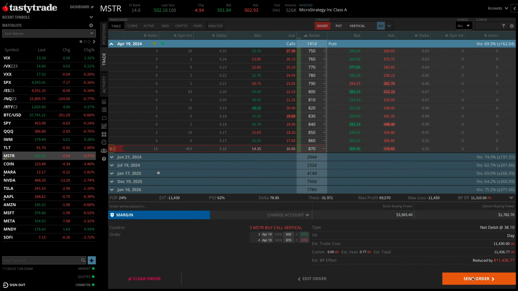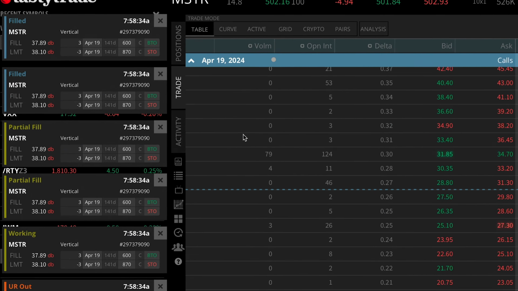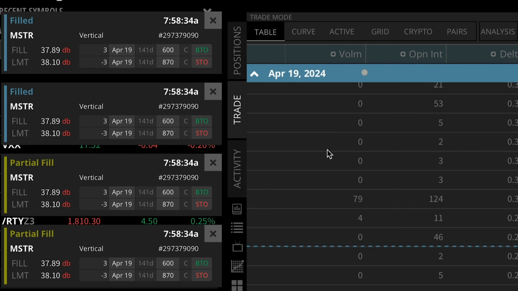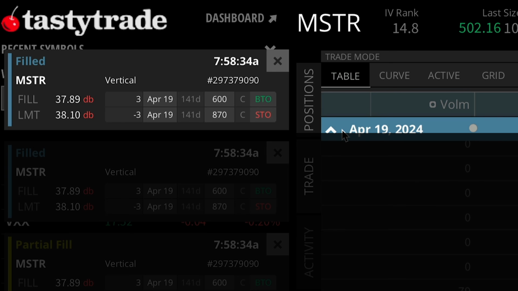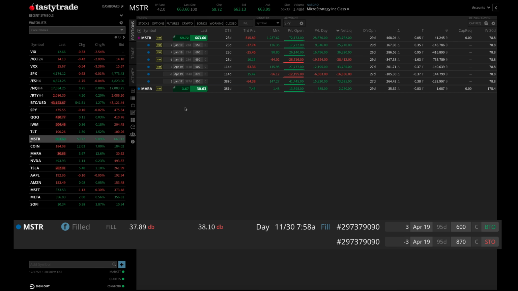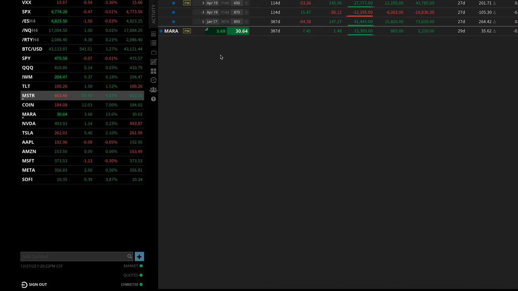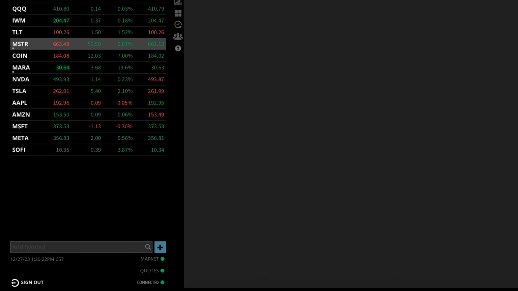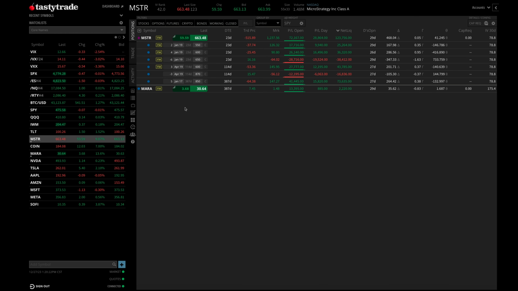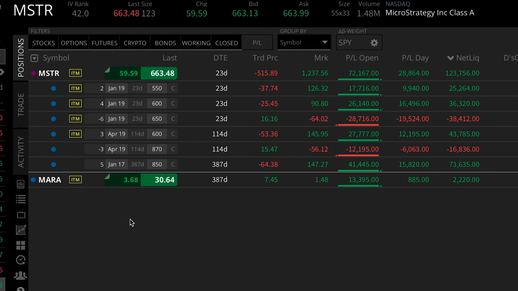And then I'm going to reroute the order. So I just got filled at $37.89 per spread, and I purchased 3 of these call spreads with, again, the 600 long call and 870 short call expiring in April of 2024. I entered those spreads on November 30th, 2023, but now we've jumped forward almost a month to December 27th, 2023. So notice now how MicroStrategy is at $664 per share.